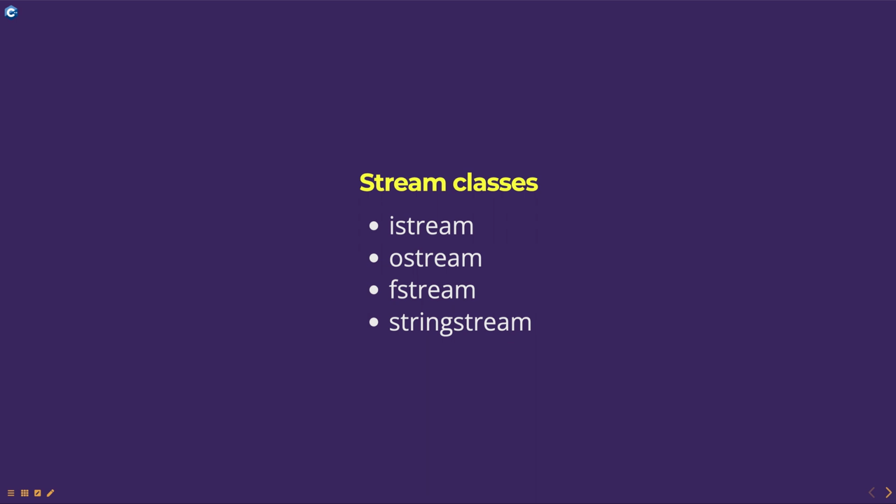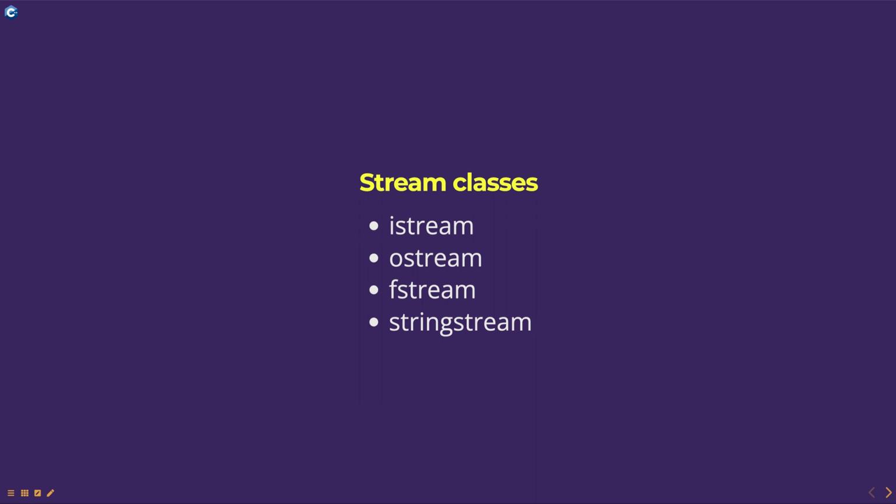Ostream. This class is used for writing data to output streams, such as the screen or a file. The cout object is an instance of the ostream class.